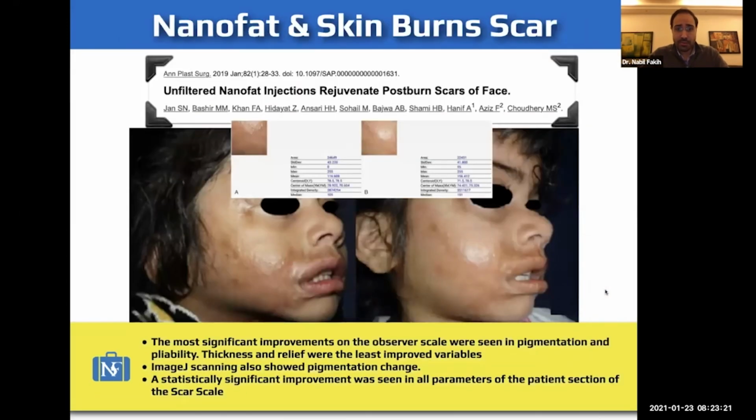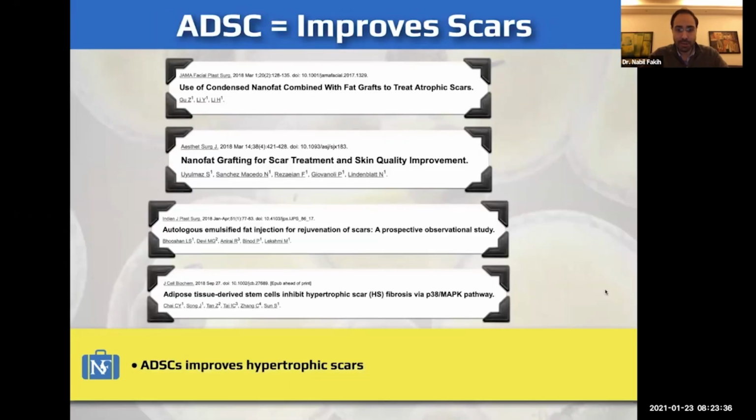For burns, in 2019 a study was published regarding nanofat improving the quality of the burn scar, and significant improvement was seen in all parameters of the facial section of the scar scale. And this is something that is very interesting also in burns. There are a lot of studies about hypertrophic scars. I think nanofat is like magic for scars. And I'll show you cases today of how they have changed dramatically. I was so surprised about these results.